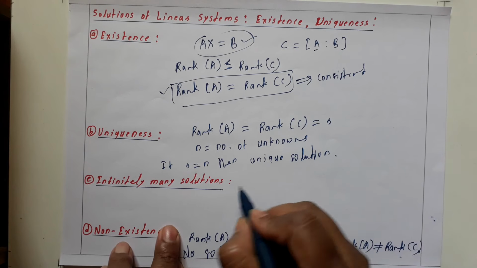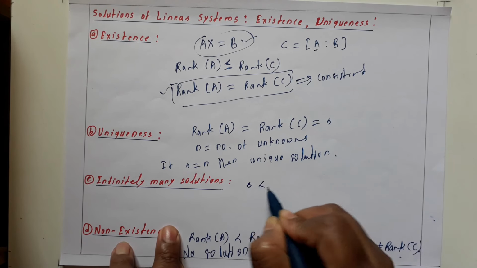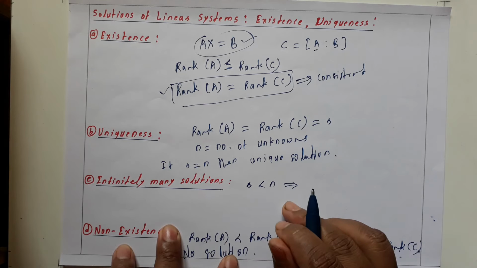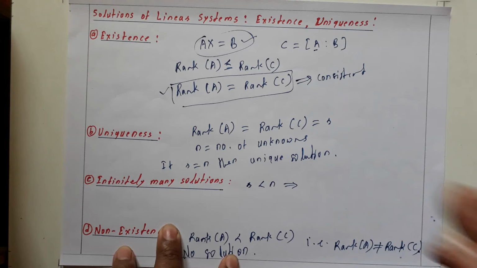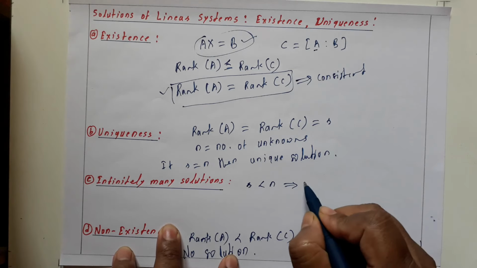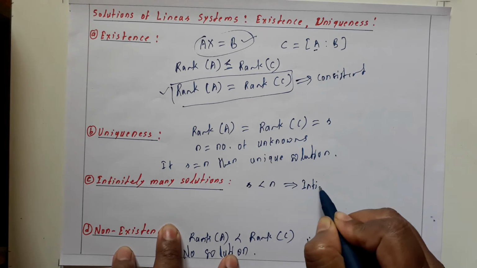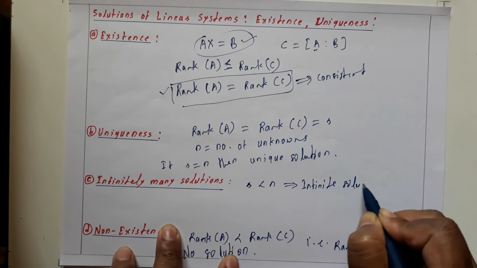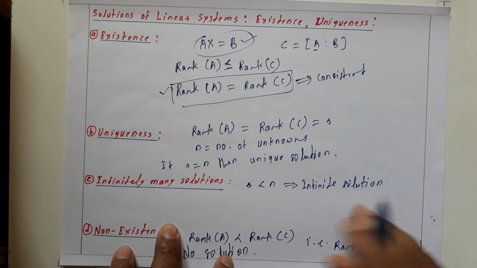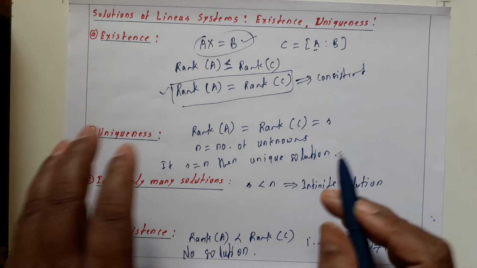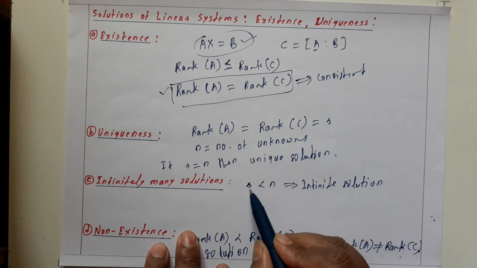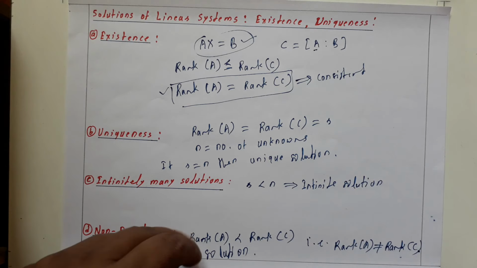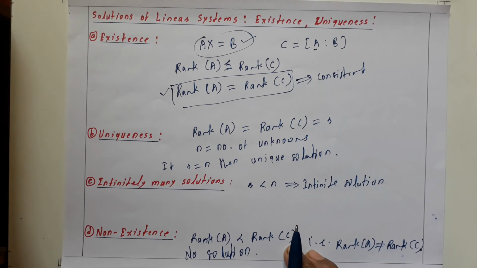Now if R is less than the number of variables, then the system will have infinitely many solutions, means infinite solutions. If the common rank is less than the number of variables, then the given system will have infinite solutions.